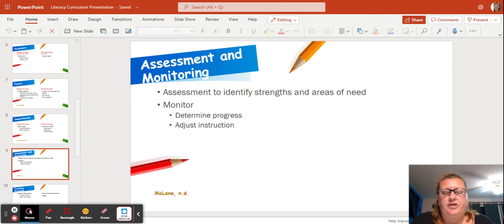Assessment and monitoring. Assessment is absolutely critical with reading. You need to assess to figure out what the student's strengths are, what their areas of needs are, what they need to work on. And then monitoring their progress to determine if they're making progress, or if you need to adjust the instruction in some way to meet their needs.